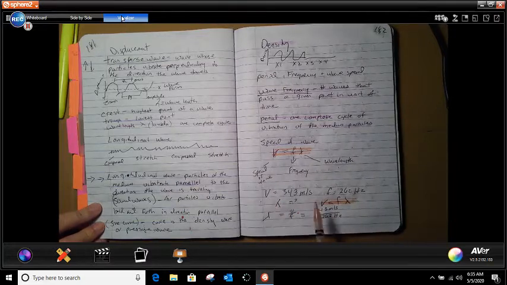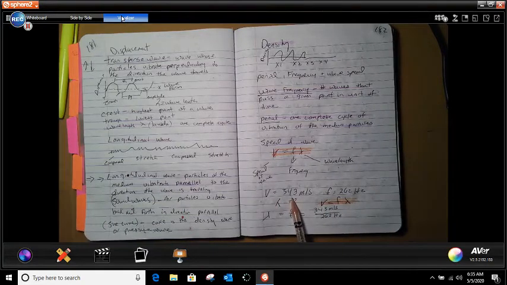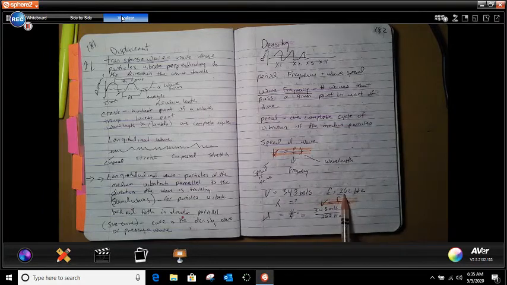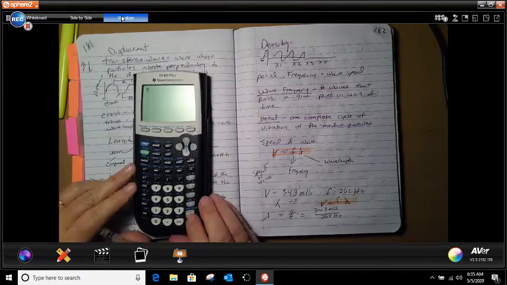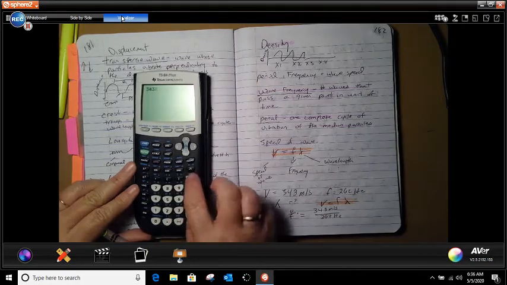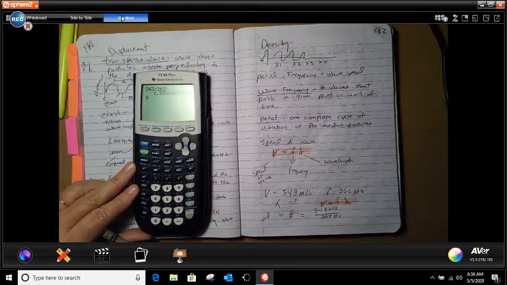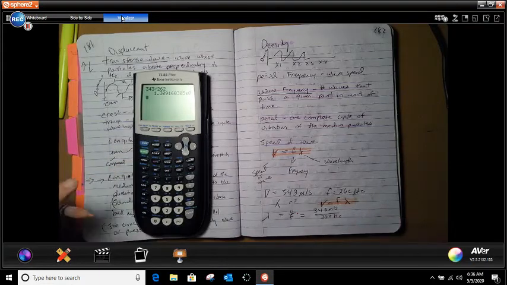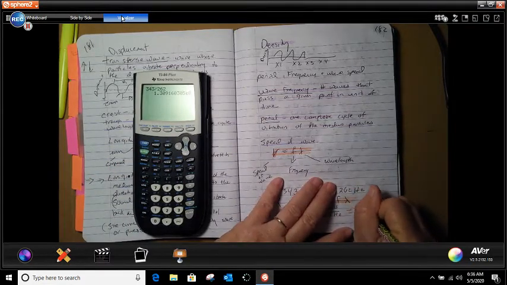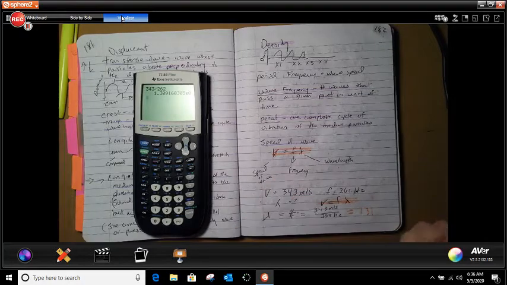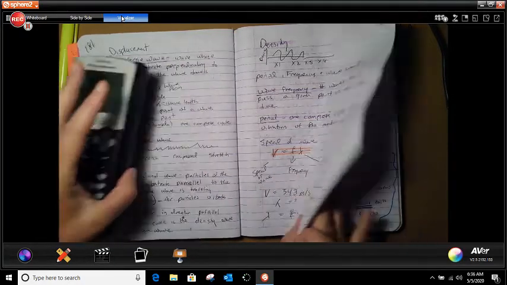If we have 343 meters per second as our speed and our frequency is 262 hertz, the only thing we're going to do is divide those. So in our calculator, if we take 343 and divide it by 262, we get 1.3091. So I'm going to say 1.31 is my answer. Okay?